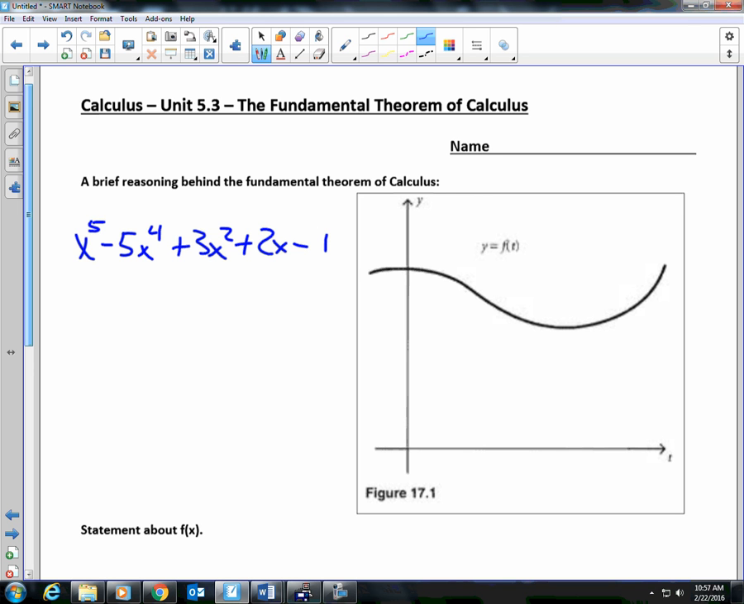How many solutions does that have? 5. That's the fundamental theorem of algebra. When you see the degree of a polynomial, that's the number of solutions that it has. That's the fundamental theorem of algebra. We've done that many times, right? You just don't remember it.